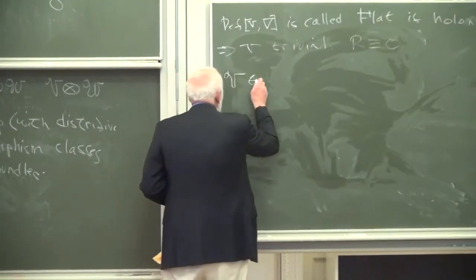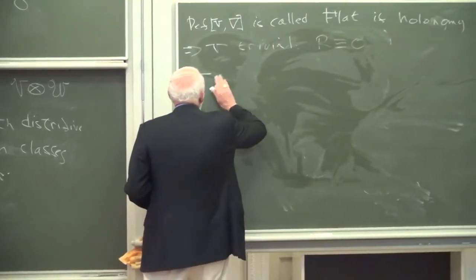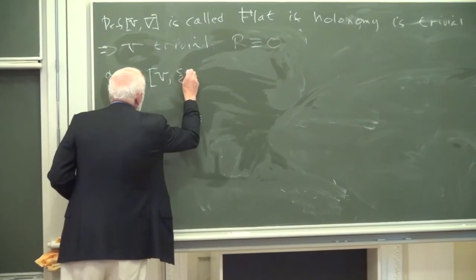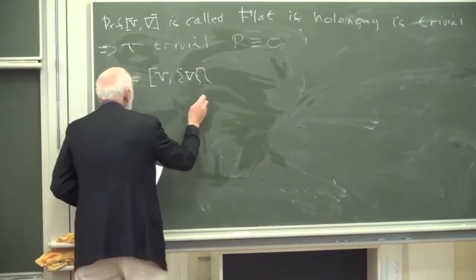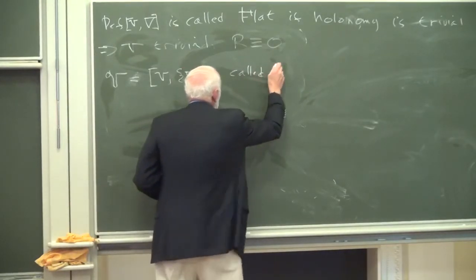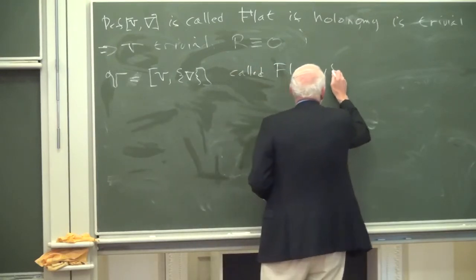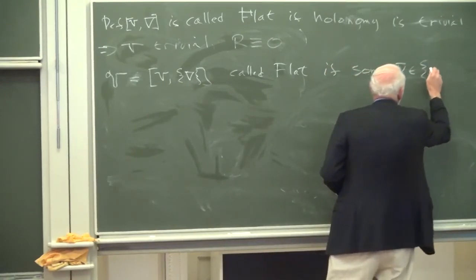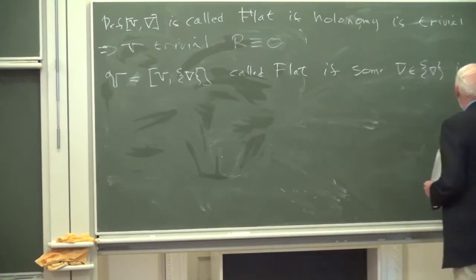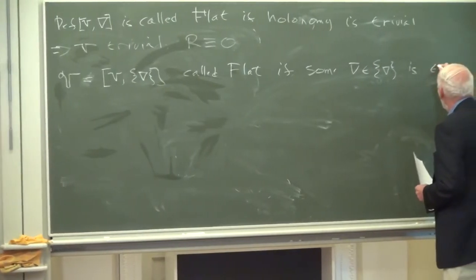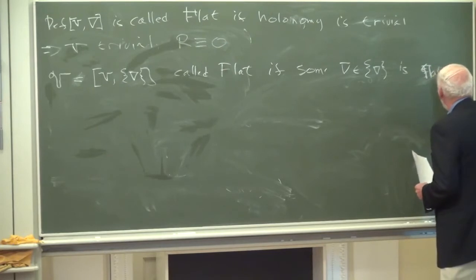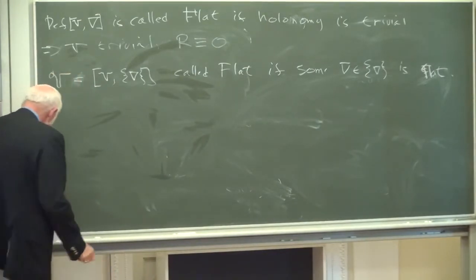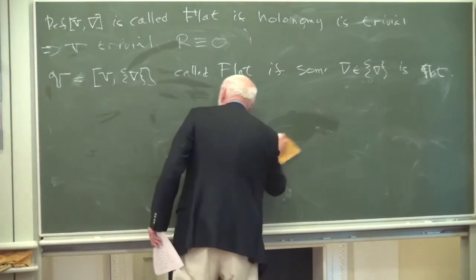And so we'll call B contained in V, represented by V and a family here, we'll call that flat if some connection contained in here is flat. So we'll have flat objects in here. And now here's a nice fact which I'm going to dignify with the name of a theorem.